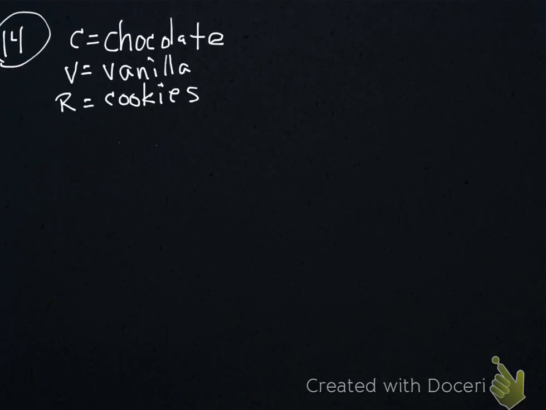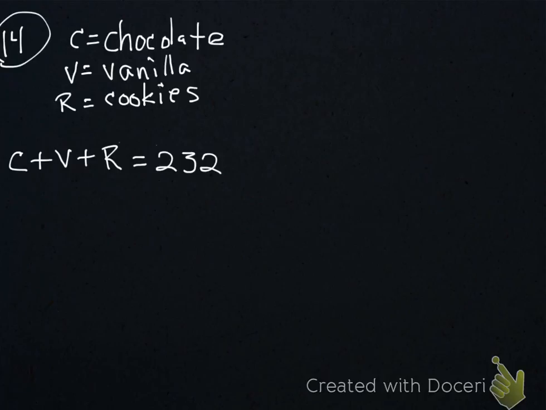Number 14, last practice problem. We have 3 flavors of ice cream: chocolate, vanilla, and cookies and cream. And I know I'm having r be cookies and cream because my c's already taken for chocolate. You can pick a different letter if you'd like. Last week they sold 232 ice cream cones. It's a total, so add them all together. c plus v plus r equals 232.